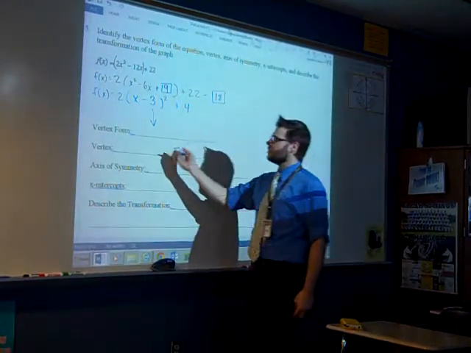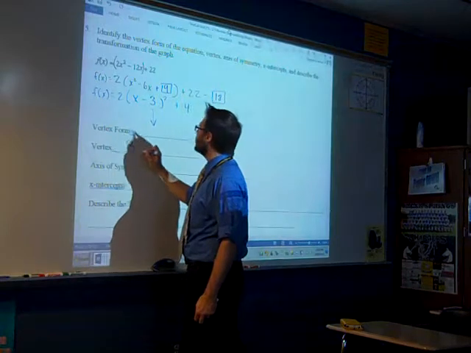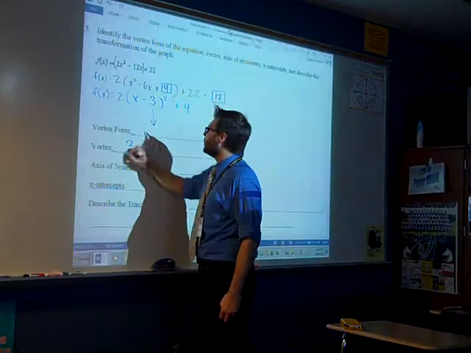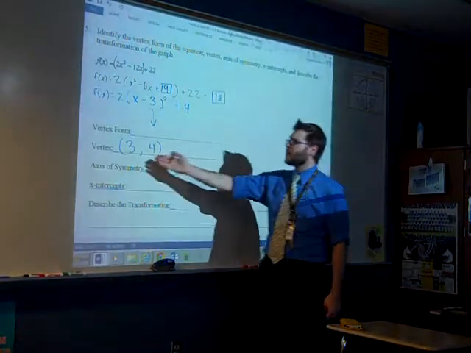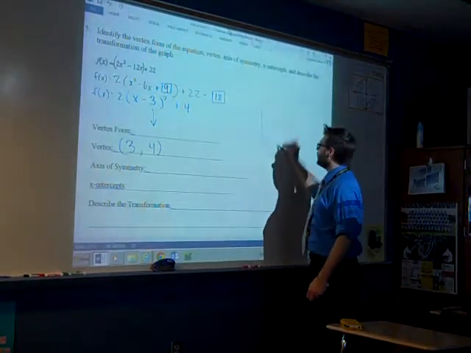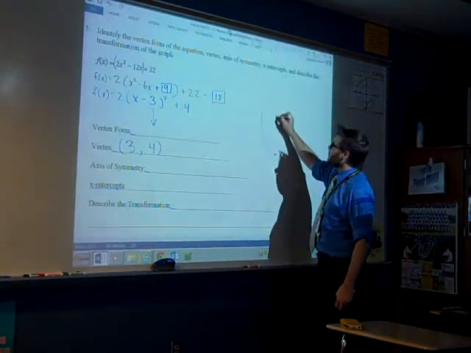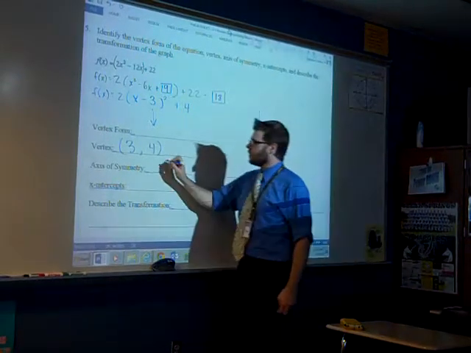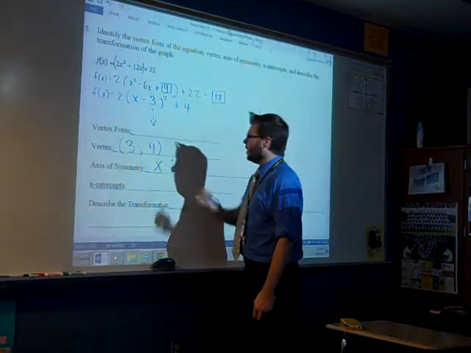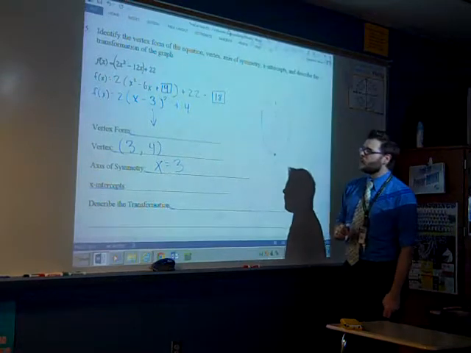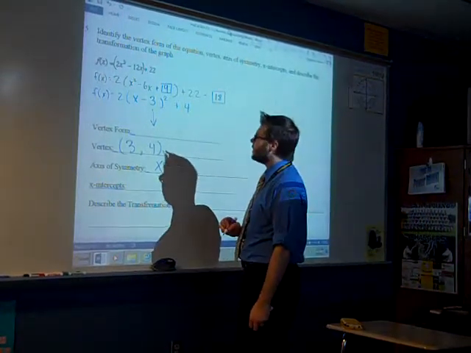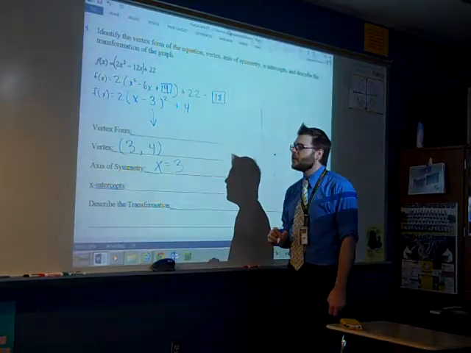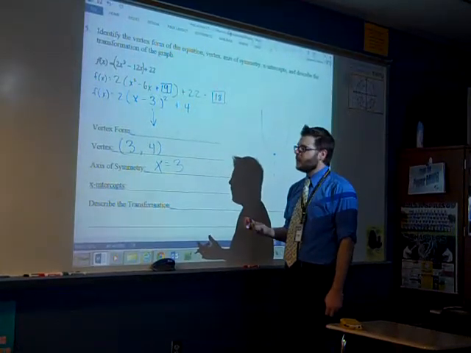Vertex is (h, k), so (3, 4). My axis of symmetry, you just look at the x on the vertex. If it goes through (3, 4), then guess what my axis is? x equals 3. My x-intercepts for this one, my roots, I would have to go ahead and do the quadratic equation for this, or you can just type it into your calculator, which is what I would suggest, and find your zeros that way.